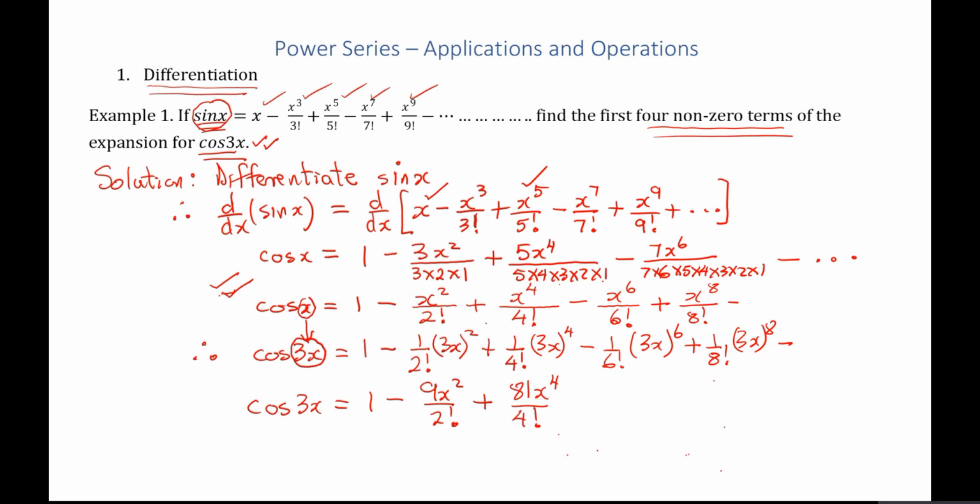Where do I stop? The question states 4 non-zero terms. How many do I have so far? 1, 2, 3. So let's continue. Minus 3 to the power 6, which is 729, x to the power 6, divided by 6 factorial. There's my 4 non-zero terms for cos 3x.